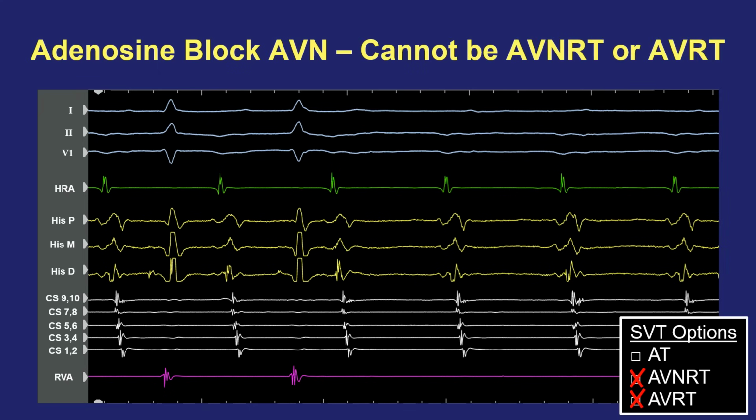AVNRT cannot happen if you block the AV node because it's essential and in fact is the entirety of the circuit, and AV-RT could not happen because it requires the AV node as well. And I'm talking, of course, about orthodromic AV-RT. There are exceptions, of course.